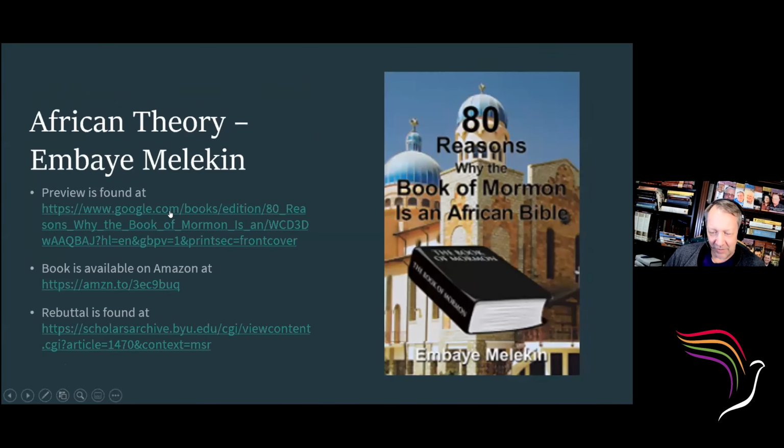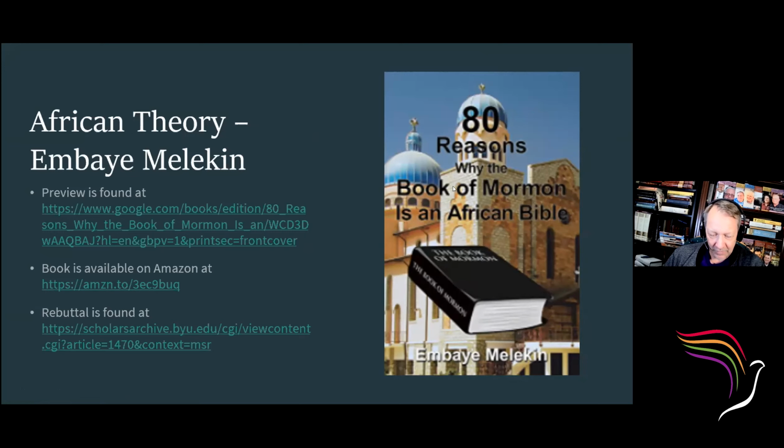You can actually preview the book. I've got a Google link here. He's got another book called 80 Reasons Why the Book of Mormon is an African Bible. From what I understand, he's just read the Book of Mormon on his own. He's not a member of any Restorationist church, but he believes it is the Word of God. So this book, 80 Reasons Why the Book of Mormon is an African Bible, is available at that link.